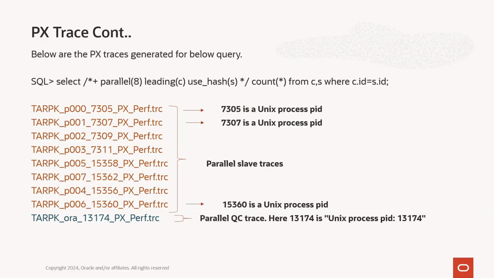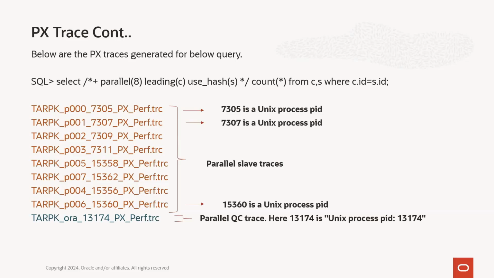What about system level tracing? In system level tracing, we cannot give any trace identifier. The system will generate the traces for that particular query automatically when the system trace is enabled.